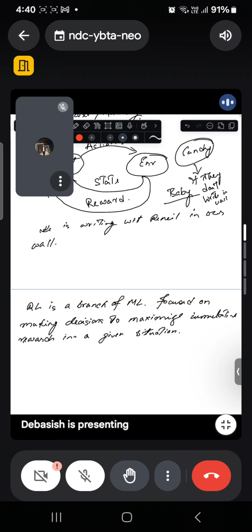There are two types of reinforcement: one is positive reinforcement and the other is negative. One has a positive effect on the behavior and the other a negative one. Positive means if you get the candy, that is positive. If he does not get the candy, it is a kind of negative reinforcement.